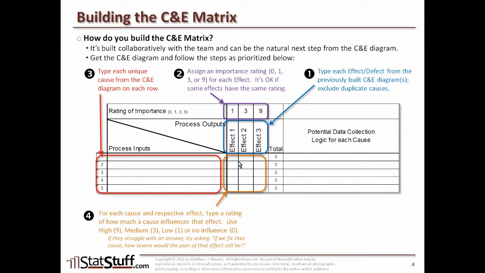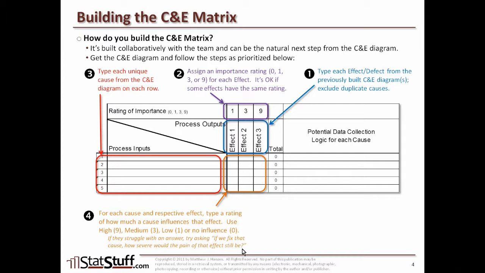So you work through every one of these boxes. I recommend sticking with one potential root cause at a time, and then working across each of those effects to figure out what the team believes is the best rating for each one. Now if the team starts to struggle with an answer, if they're not sure what number to plug in there, or there's some debate over it, another way you can ask it is, if we were to fix that root cause, the items that are identified here, if we were to fix that particular root cause that we're struggling over, how severe would the pain of that effect still be?